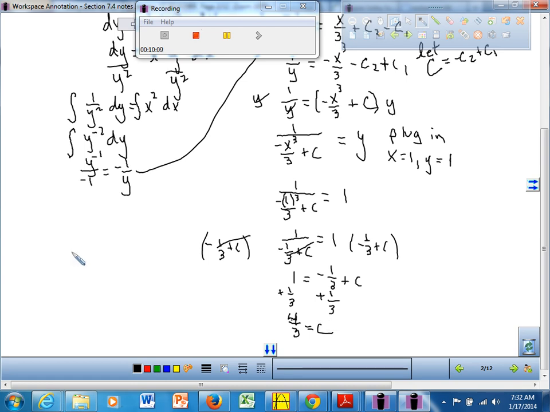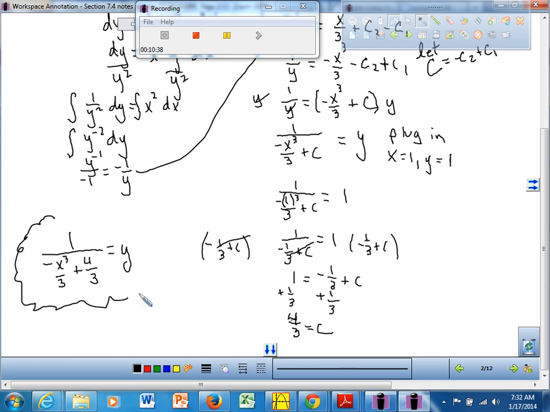So my final solution, my particular solution, is going to be 1 over negative x cubed over 3 plus what? Plus 4 thirds. And that is it, equals y. So now, James, they both have the same denominator. Now we can put that together, yeah? Okay. So that is our solution.